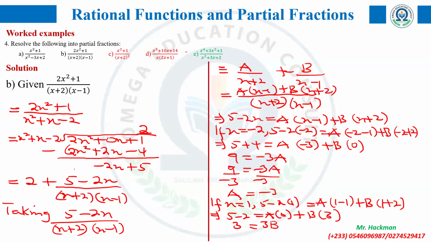So here again, the only difference is that, first of all, ask yourself: proper or improper? Obviously, the degree of the numerator is 2. That of the denominator again is 2. So improper. Once it's improper, we cannot straight away go to the denominator in writing the identity. We have to go through the long division to get our quotient plus the remainder over the divisor.